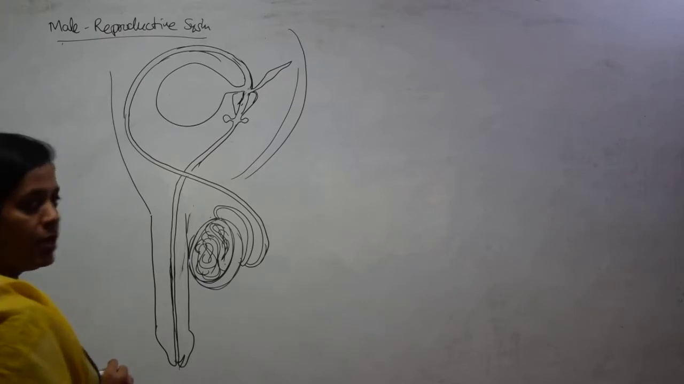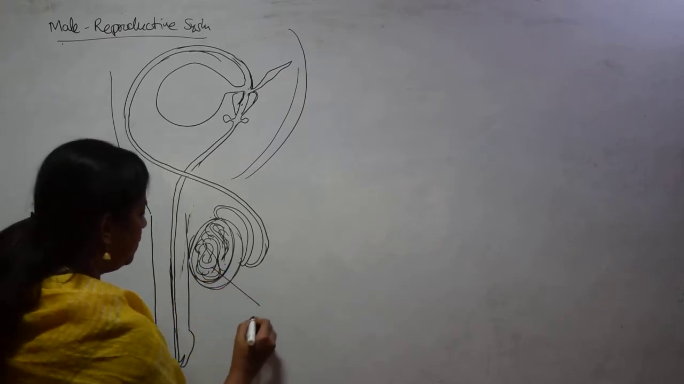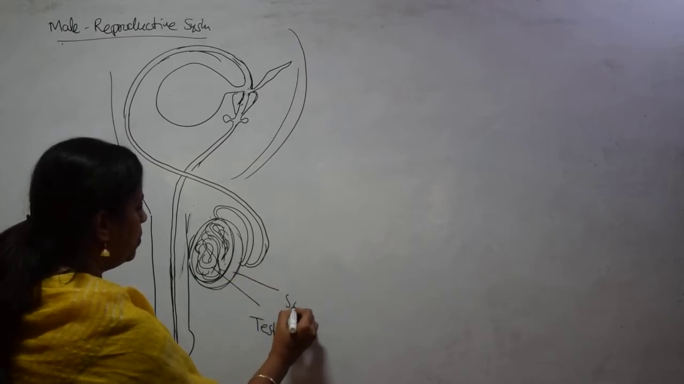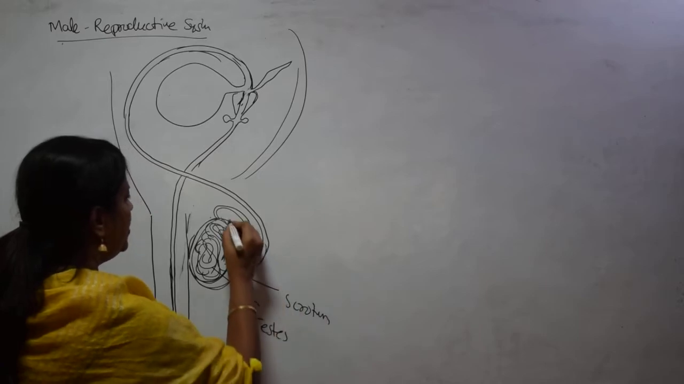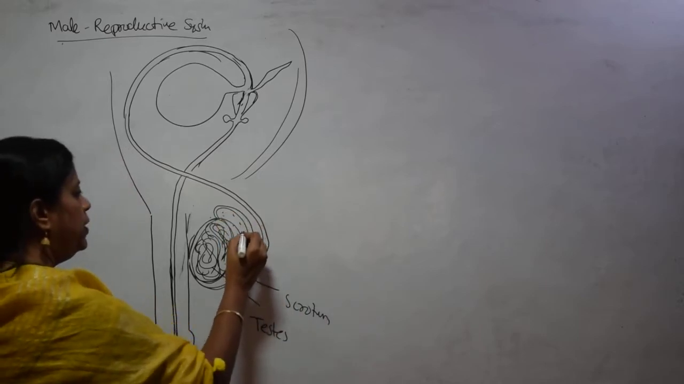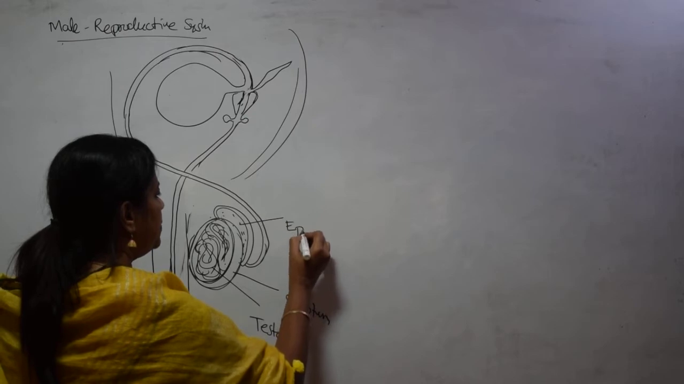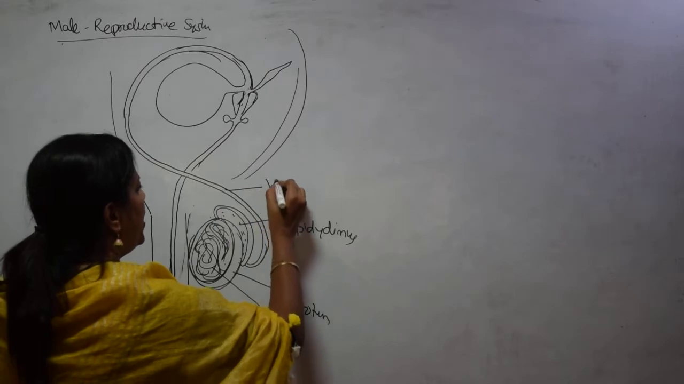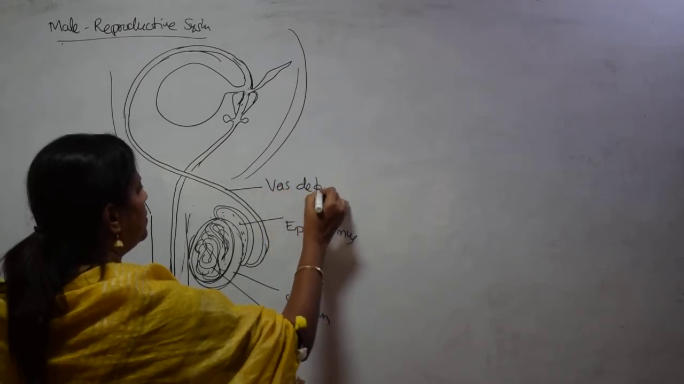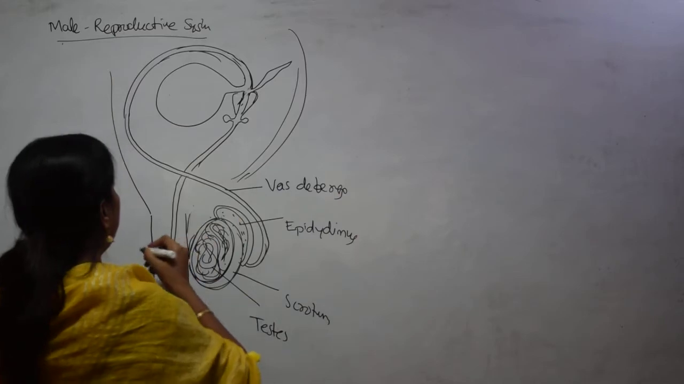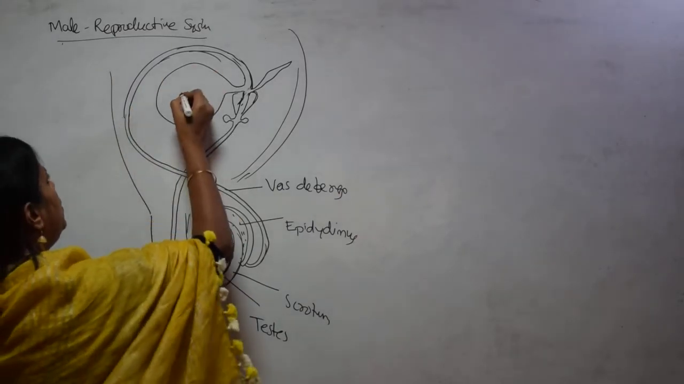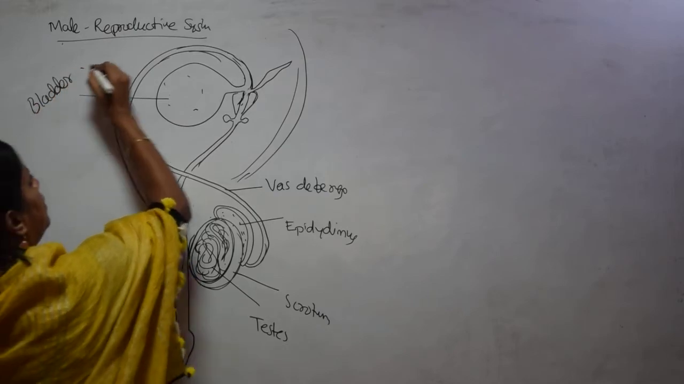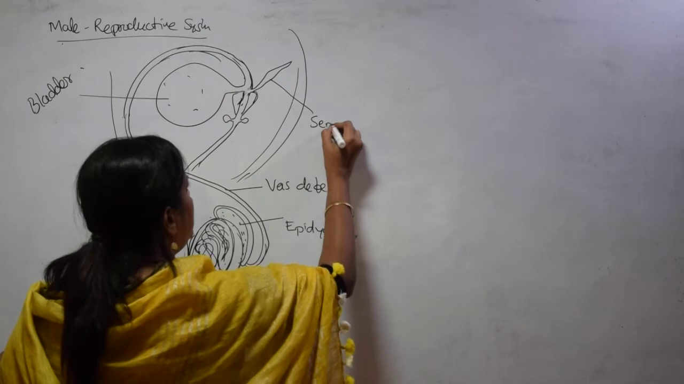Okay? So what are the other parts? Let me label. This is the testis. This is the scrotum. And the part which is here, which is like a gland, we call the epididymis. And this is the vas deferens. Then this vas deferens turns around the urinary bladder. This is the bladder. This is the seminal vesicle.